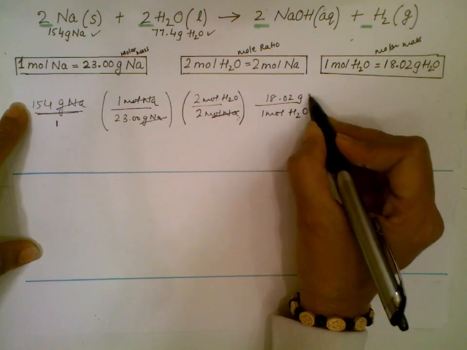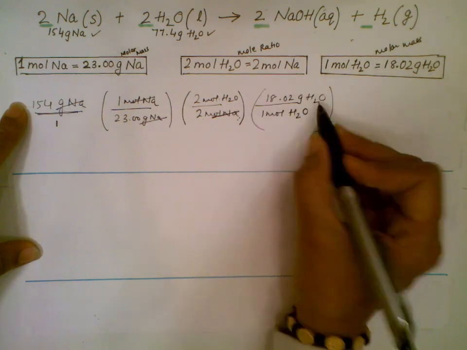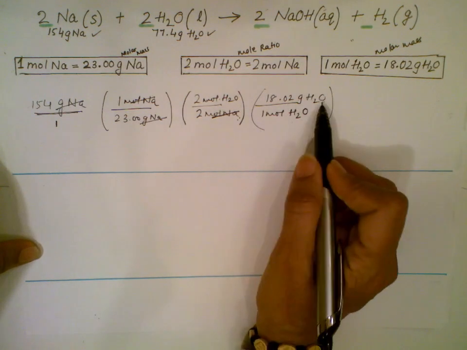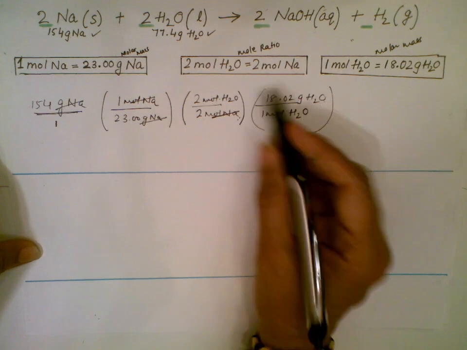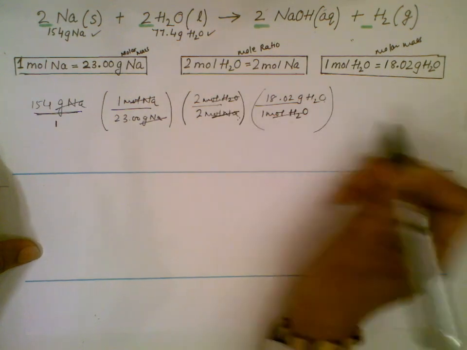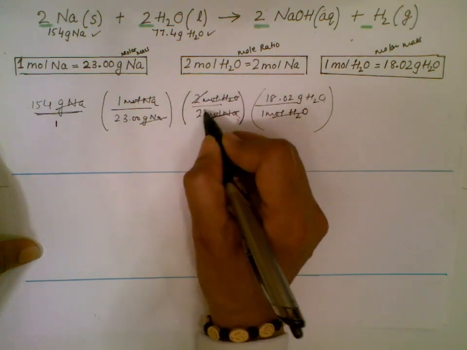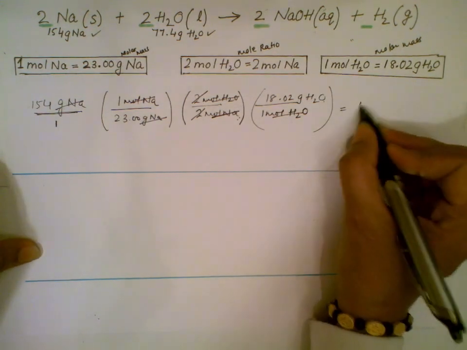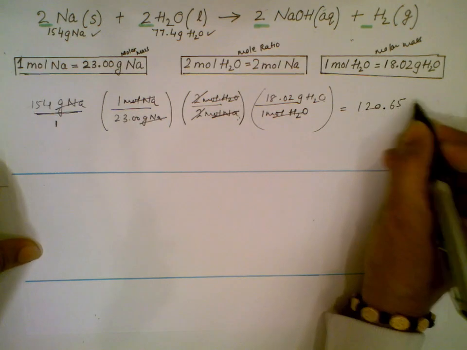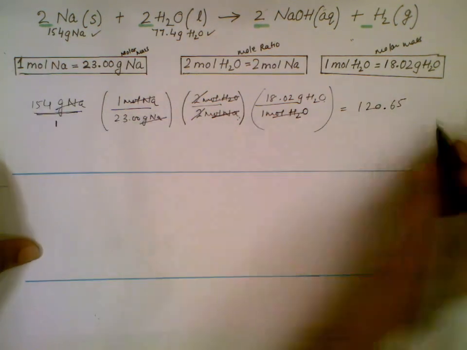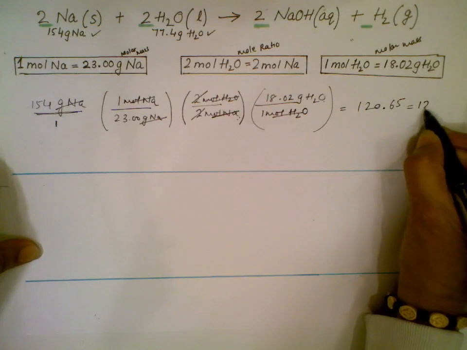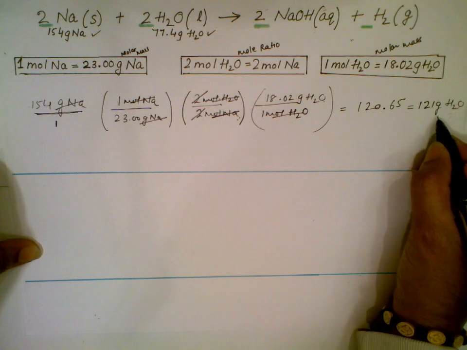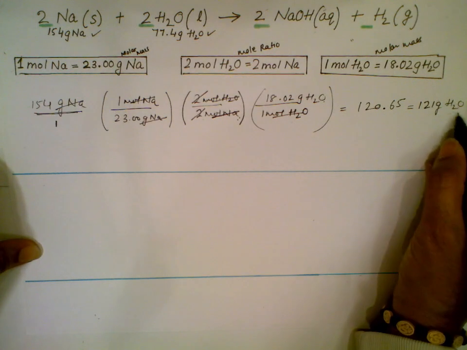18.02 grams. Now, why am I writing grams at the top? Because this is what I want. I want the mass. So mass at the top and moles at the bottom. You cross out the same units, and also you can cross out this 2 and 2 because they are the same numbers. Now plug in these values and you are going to get 120.65, so 121 grams of water. Don't forget to write, besides the number, the unit, and you should always write the substance.